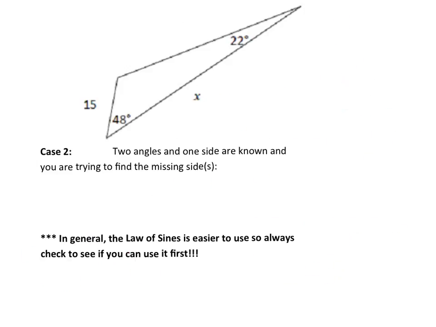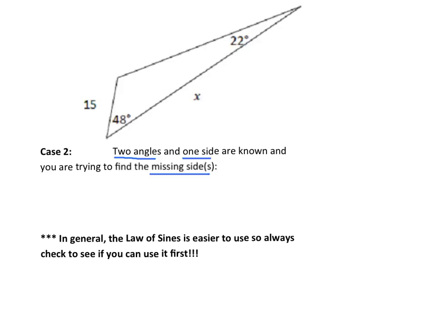Here we have case 2 for using the law of sines. In case 2, it says that if we have two angles and one side, and we're trying to find the other missing sides, then we can use the law of sines. Now, I don't try to memorize the different cases. I know, in general, that the law of sines is easiest to use. Because it's easiest to use, I always check to see if I can use it first. And the way I check is by looking for those opposite pairs.